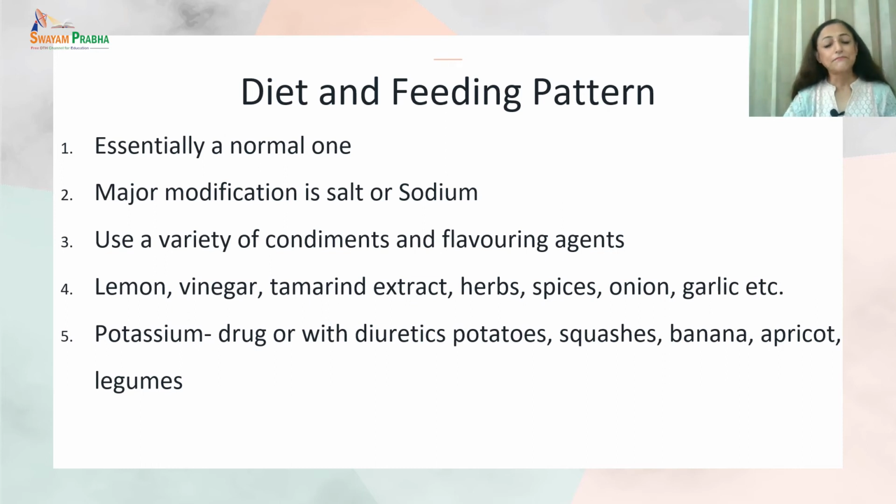And along with that, potassium intake. We have already studied that good potassium intake will be beneficial for a hypertensive person. So if a person is taking any hypertensive drugs or is on diuretics, it is important that he takes a good amount of potassium through the diet also. It can be achieved with the help of potatoes, squashes, banana, apricot, legumes. All these are good sources of potassium.